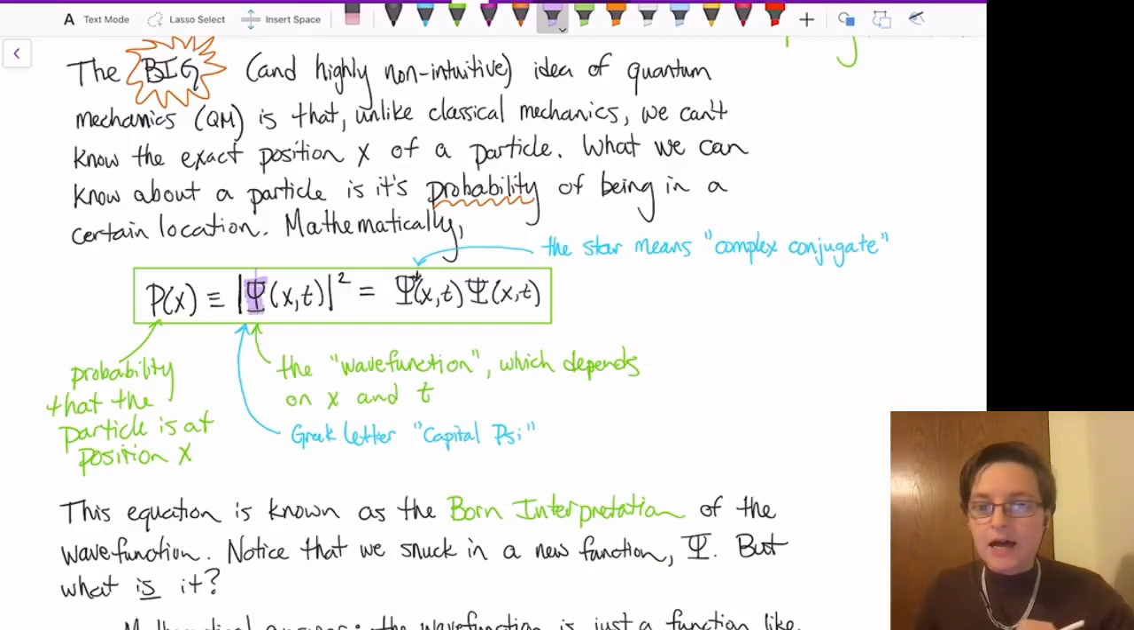And psi, if I want to explicitly talk about what its independent variables are, it depends on x, the positions that the particle could be in, and t, the time that we're at, because sometimes the wave function changes as a function of time. And most frequently, you'll see people use these absolute value signs and then squared.